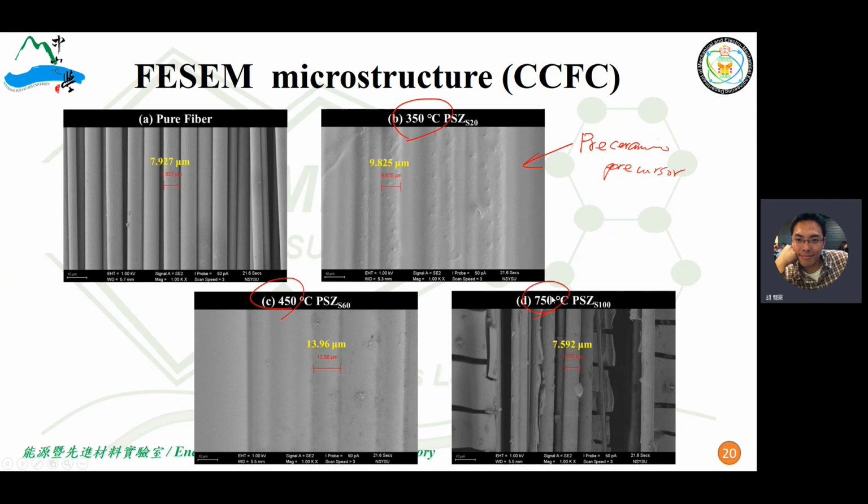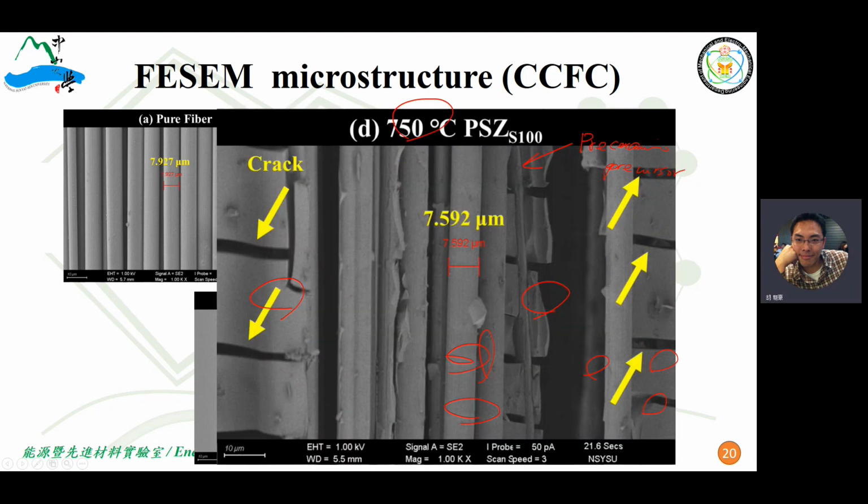So it can obviously be observed that when this coated fiber is pyrolyzed at high temperature, in this case 750, cracks form. Right here is the crack. And also this coating is delaminated from the fiber. So you can see the crack formation.